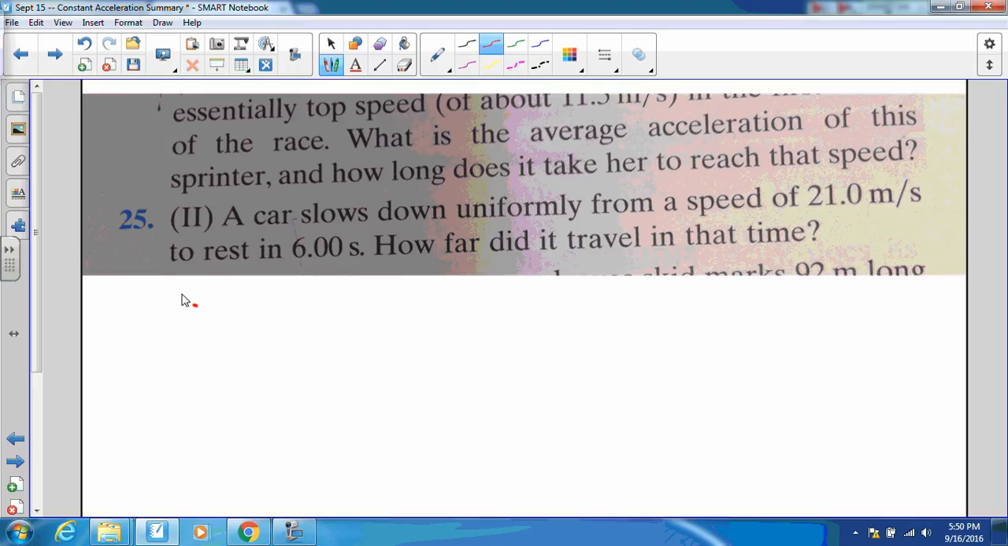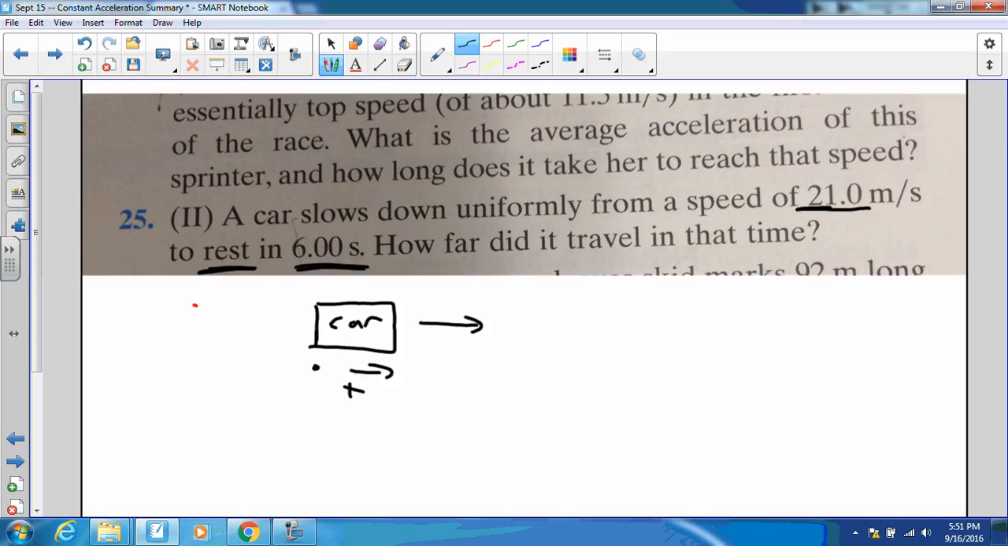Let's take a look at problem number 25 here. And number 25 is kind of interesting because it turns out that we can use just one equation of motion to solve. This is going to be a sort of a wrap-up. A car slows down uniformly from a speed of 21 meters per second down to rest in 6 seconds. How far did it travel in that time? So here's my car. And I'm again drawing my diagram. Notice that the reference frame is kind of implied here. Here's my origin, there's my direction, and my scale, of course, is meters.